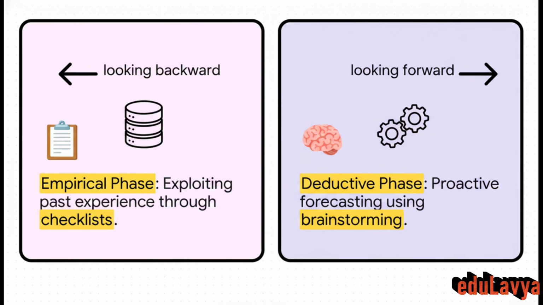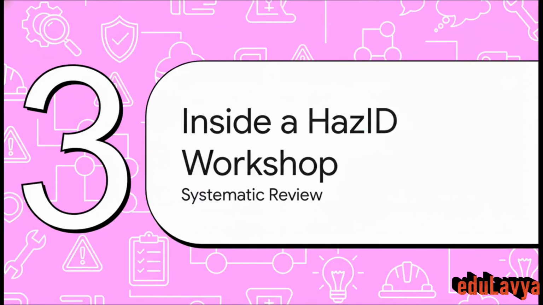But then we have the deductive phase, and this is where we proactively look forward. It involves deep brainstorming and structured what-if studies to predict entirely new modes of failure that, frankly, historical data just can't warn us about. You absolutely need both, the empirical to learn from the past and the deductive to safeguard the future. Which brings us to part 3, inside a HazID workshop.